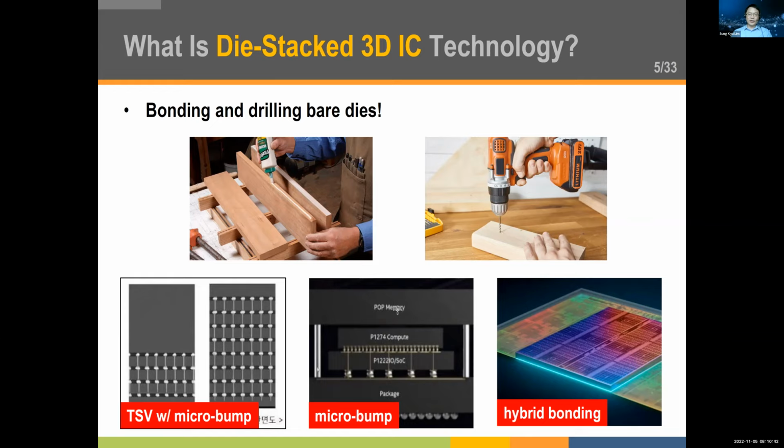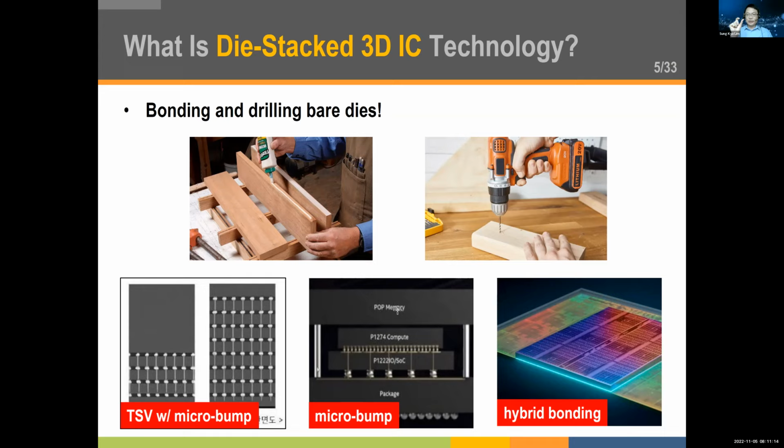In order to block the heat flow, they package it first and then stack. Now, on the bottom right, we see a very different way of bonding the dies, which is called hybrid bonding. I don't have the zoom-in shot that shows the actual bonding mechanism there, but what happens here is hybrid bonding does not use any balls to bond the dies together. You just bond copper pads directly with each other.